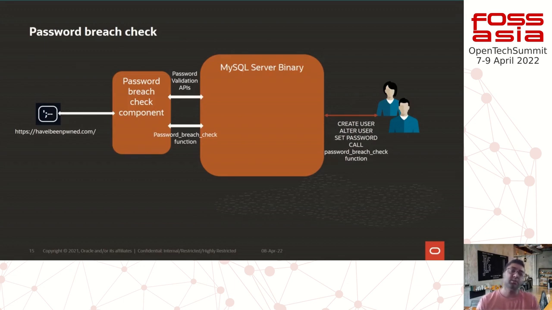In addition, it provides something called a password breach check function. It is over and above the password validation API. It registers this function with the server. And if you provide your password, it goes and checks. So Have I Been Pwned is a really good resource to know whether a password has been breached, appeared in any breach or not. So this password breach component uses Have I Been Pwned APIs. And if you supply the password, it will go check the password on Have I Been Pwned and can tell you how many times it has appeared in a data breach.